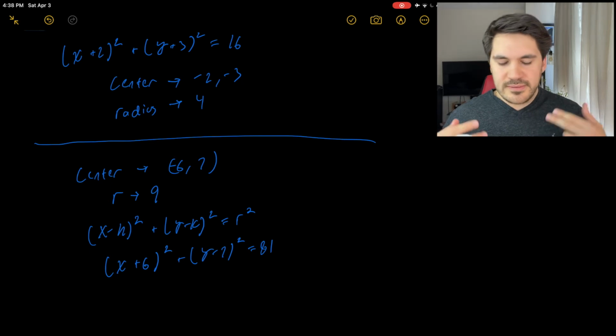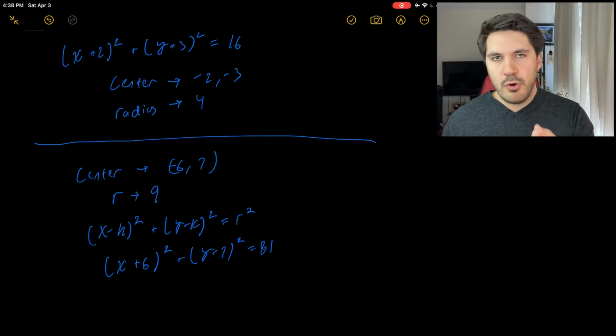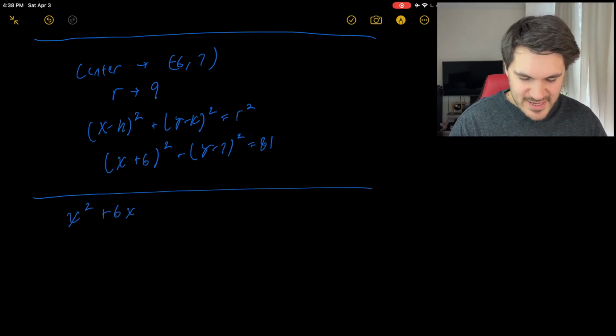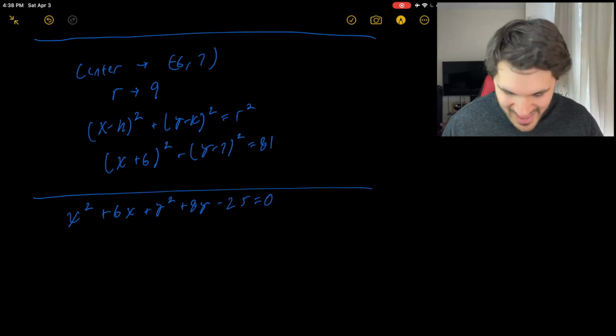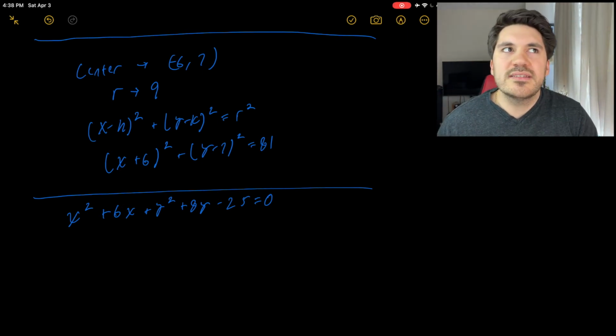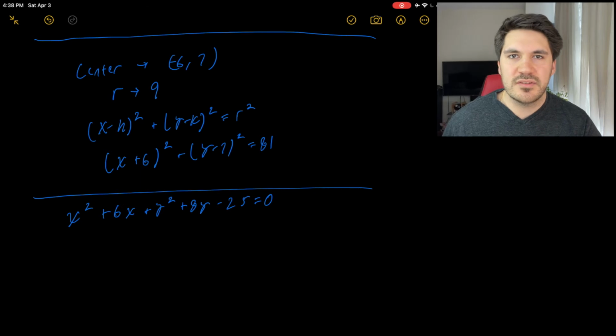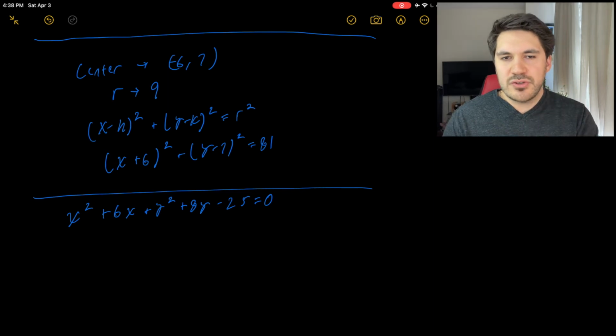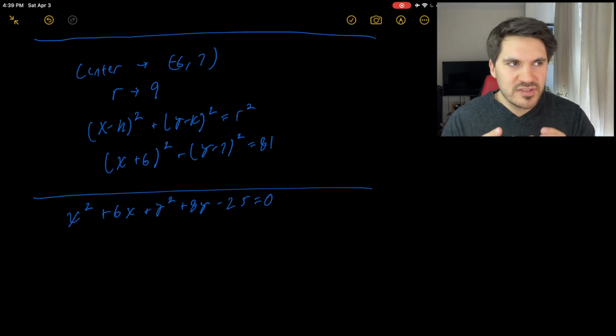Easy as that. Now, another thing that they love to throw into the questions is they'll give you something like this. They'll give you an equation that looks something like x squared plus 6x plus y squared plus 8y minus 25 equals 0. And then they'll ask the same kind of stuff. They'll be like, what is the center of the circle, or what is the radius of the circle, or both of them.